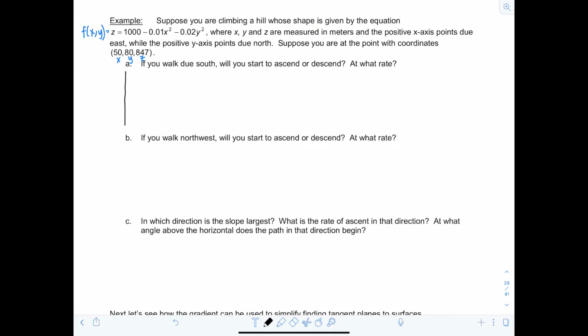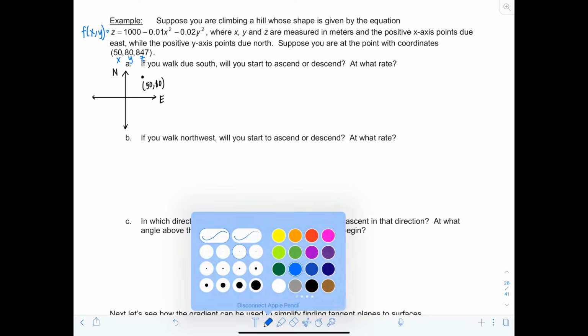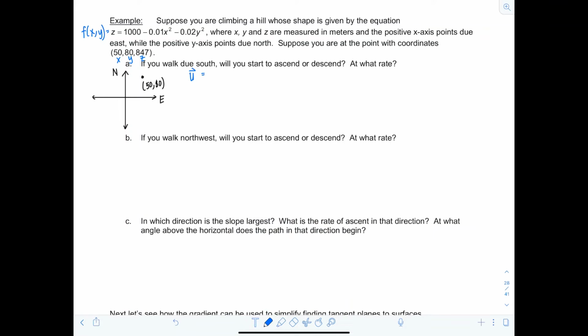All right, so let's draw out our coordinate plane here. And y-axis points due north, x-axis points due east. And we're at the point 50, 80. And then our elevation is 847. Okay, so what unit vector could you use to represent walking due south? What would its components be? That's right, 0, -1. That would take you due south.